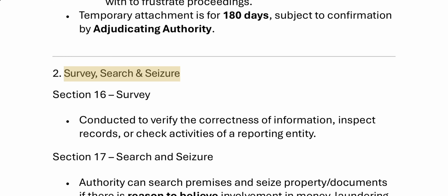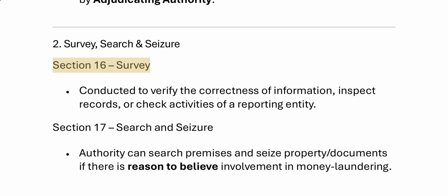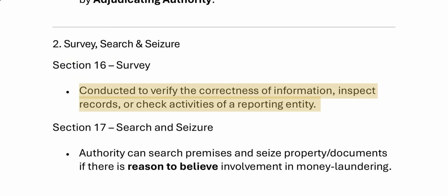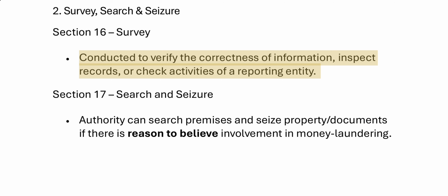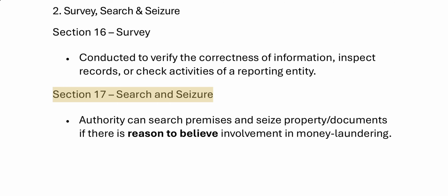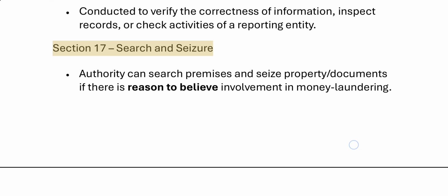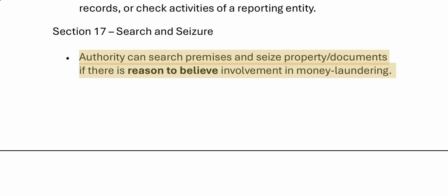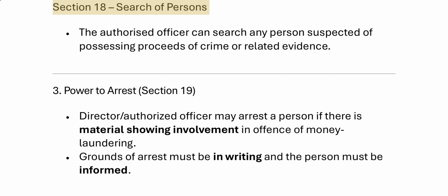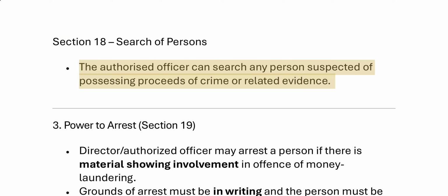2. Survey, search and seizure. Section 16, survey: conducted to verify the correctness of information, inspect records, or check activities of a reporting entity. Section 17, search and seizure: the authority can search premises and seize property and documents if there is reason to believe involvement in money laundering. Section 18, search of persons: the authorized officer can search any person suspected of possessing proceeds of crime or related evidence.